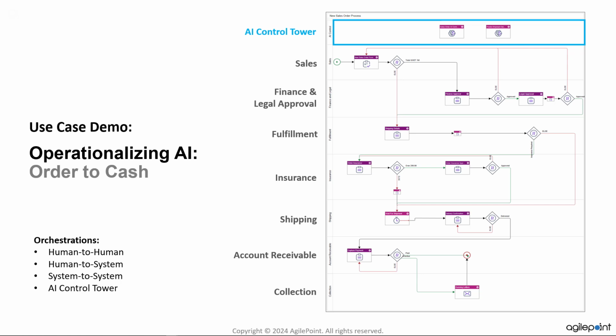So here's the use case that we're going to leverage to illustrate how AgilePoint can operationalize AI cost effectively through a high-valued process. A perfect example of such a process is order to cash. It's cross-functional, it's tied directly to revenue generation and customer experience, and across the top, you're seeing that there are two control towers that are monitoring key stages of this value stream to ensure that the process executes in a way that is continually aligned to company objectives.